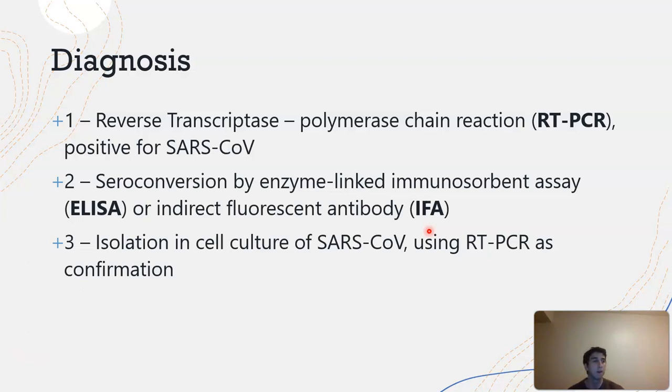This would be putting tissue or blood that was suspected to be infectious into a container with cell culture, and then you would examine the cells and see if they had been infected, and you could do that by using RT-PCR as confirmation.